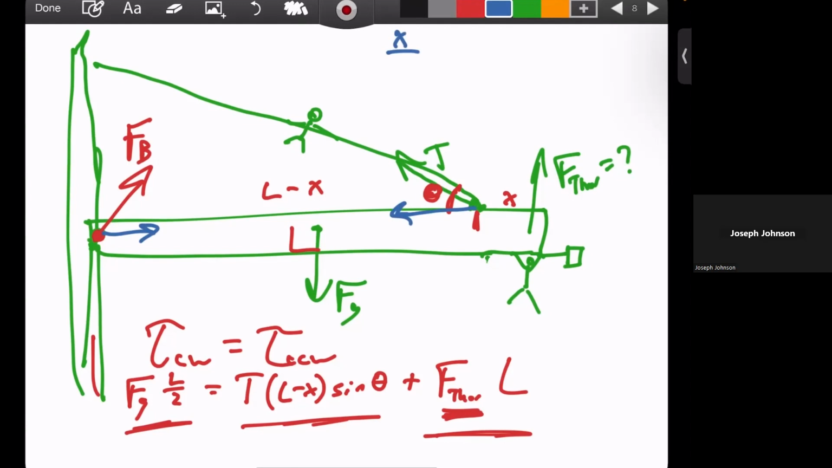To the right is going to be FB in the X direction, which is going to equal the force to the left, which is the T in the X direction. So FBX is going to equal the X component of the tension force, and that's going to be T times the cosine of theta, because it's the adjacent to the angle.